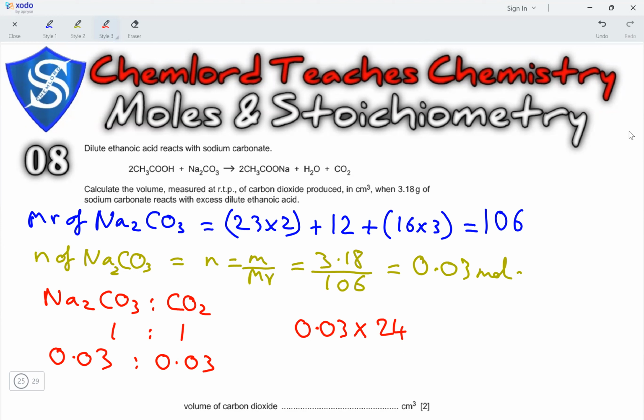So the number of moles of carbon dioxide present is 0.03. We multiply 0.03 by 24,000 and we end up with a volume of 720 cm cube of carbon dioxide gas.